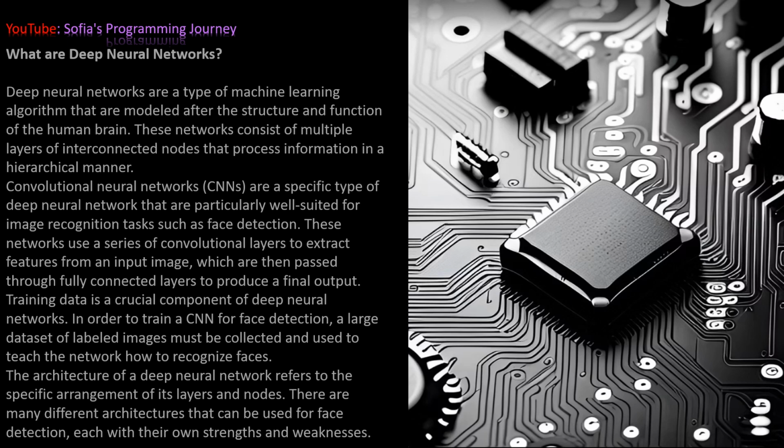Training data is a crucial component of deep neural networks. In order to train a CNN for face detection, a large dataset of labeled images must be collected and used to teach the network how to recognize faces. The architecture of a deep neural network refers to the specific arrangement of its layers and nodes. There are many different architectures that can be used for face detection, each with their own strengths and weaknesses.